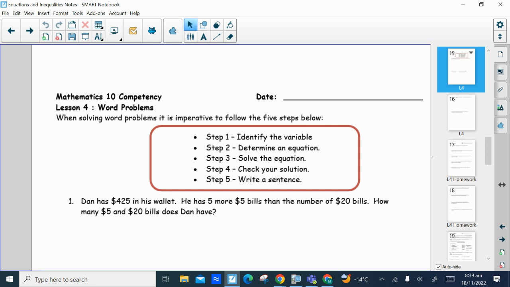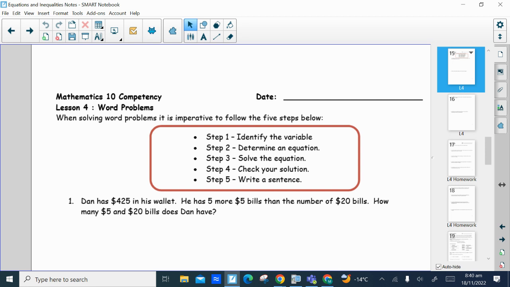First step says identify the variable. So you need to read the question. The question is going to ask you to find something. You need to know what that something is. That's what you're trying to find. So you're going to choose a variable. A variable can be any letter to represent that thing that we were being asked to find. So that's step one. Read the problem. What are you asked to find? Choose a variable, a letter, to represent that unknown quantity that you're trying to find.